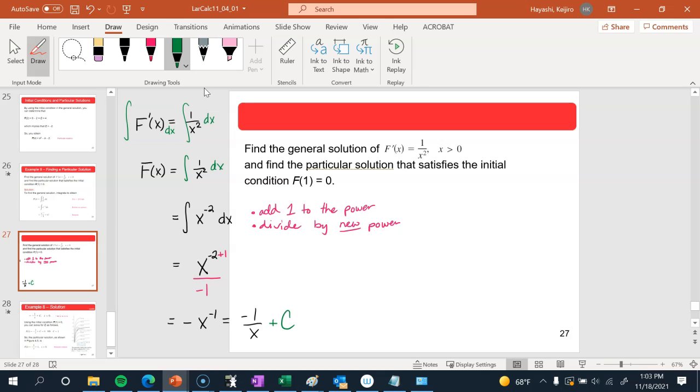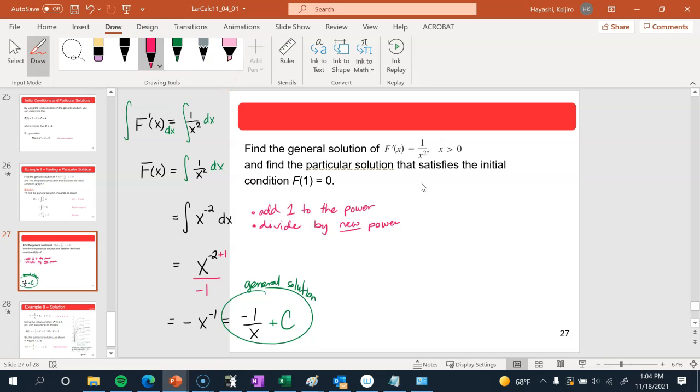So the general solution for this problem: I have the derivative of something, and that derivative is 1 over x squared. The solution to that is that the original function was negative 1 over x plus any constant. That is the kind of function that is going to give you a derivative of 1 over x squared. So this right here is a general solution. And without an initial condition, that is all you can find.